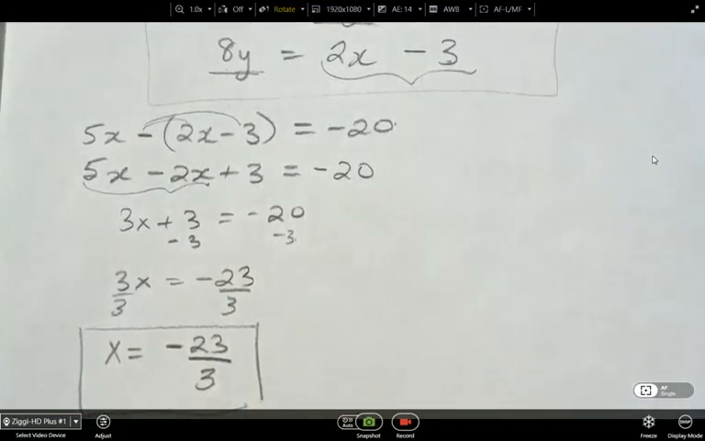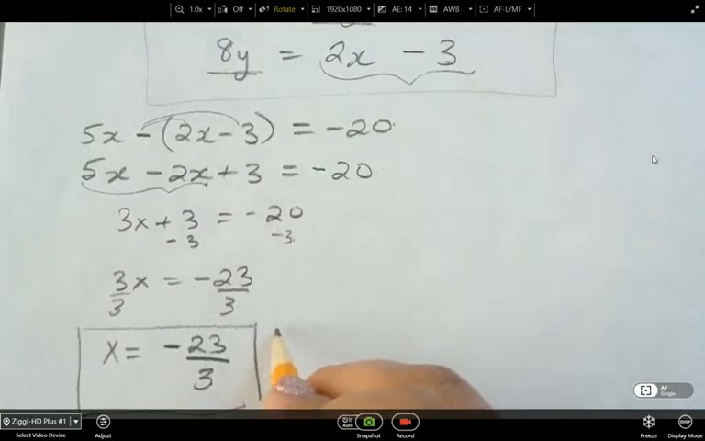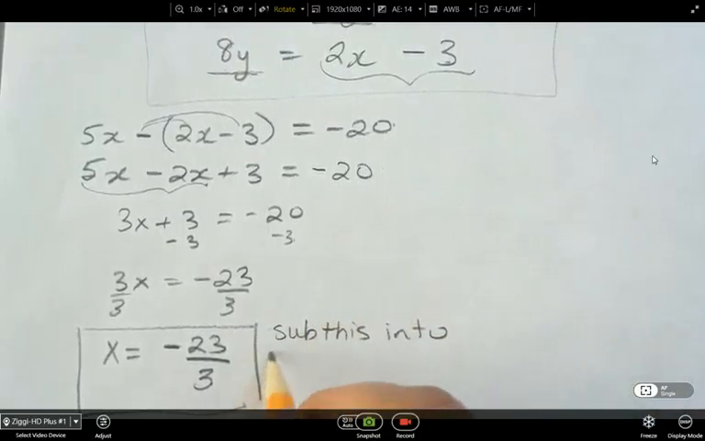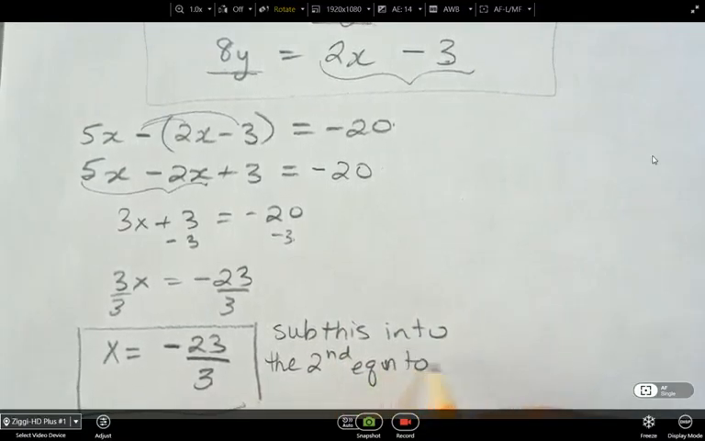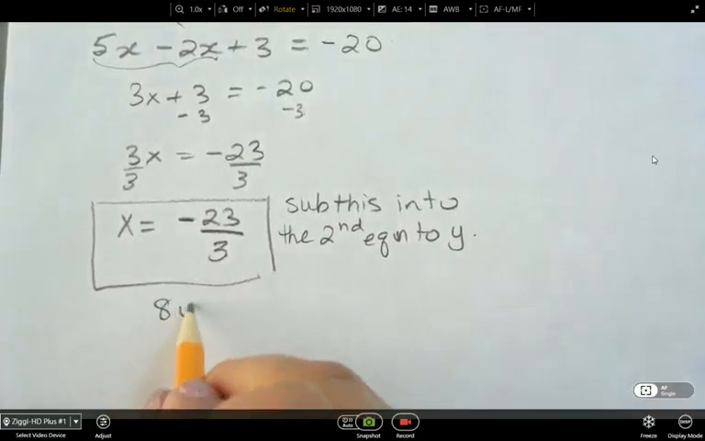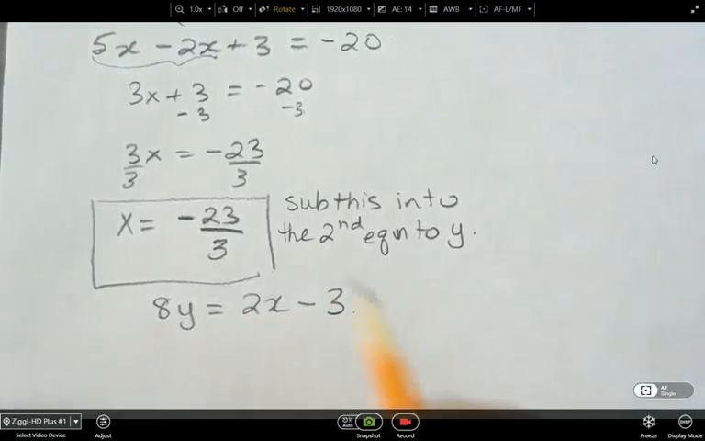Now, what do I do with this answer here, with x equals negative 23 over 3? I can sub this into the second equation to get y. All right, so what was my second equation? 8y equals 2x minus 3. And then over here, this is where I'm going to put my negative 23 over 3.